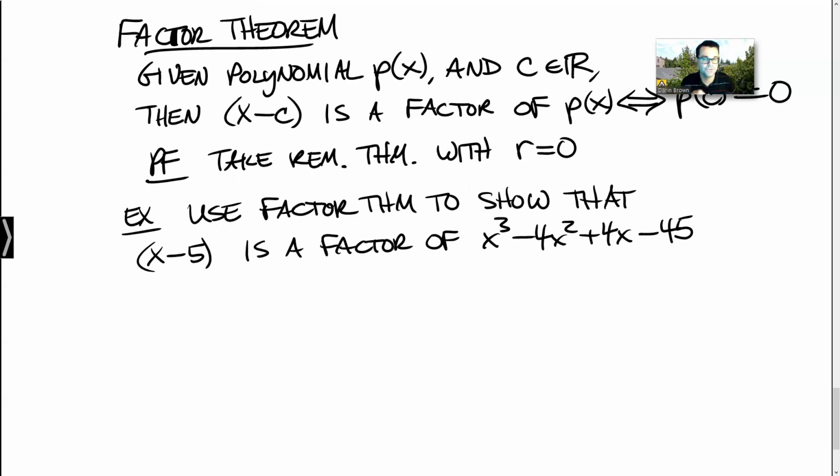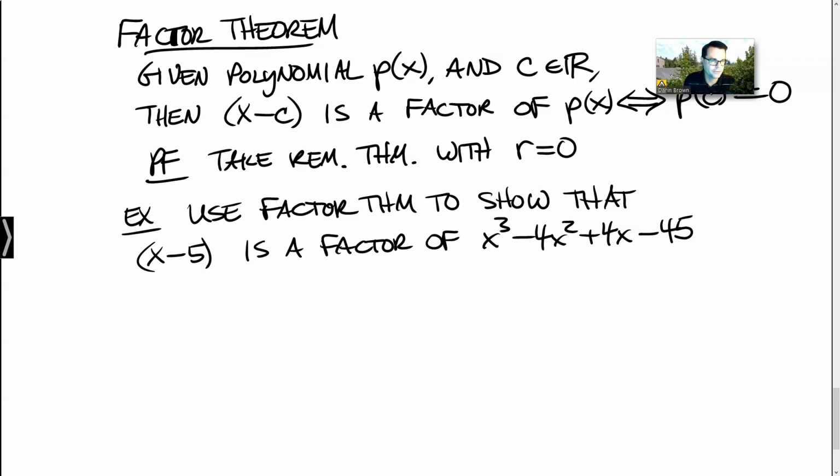Okay, so let's use the factor theorem to show that x minus 5 is a factor of this cubic polynomial, x cubed minus 4x squared plus 4x minus 45. And in fact, once we divide that into it and show that it's a factor, we're going to get a quadratic. Once you get down to quadratics, you're done, because you can either factor it or use the quadratic formula.